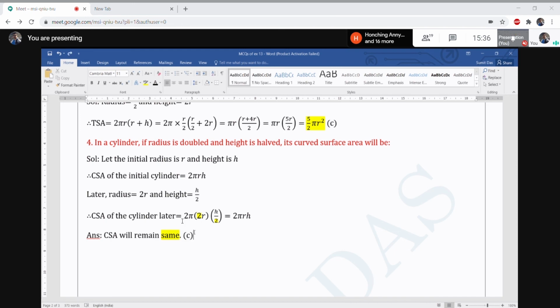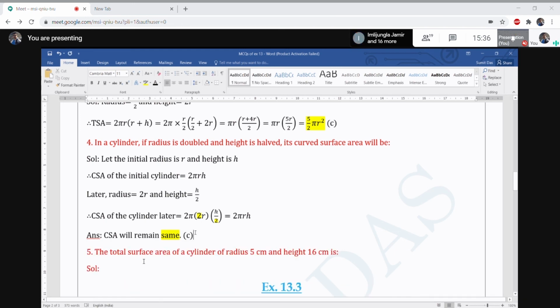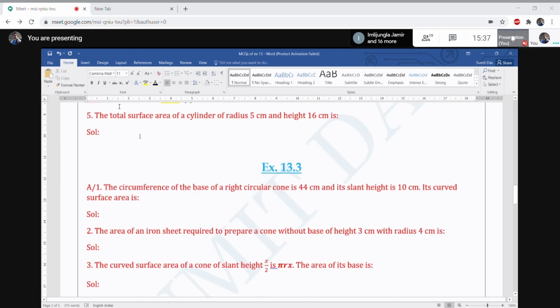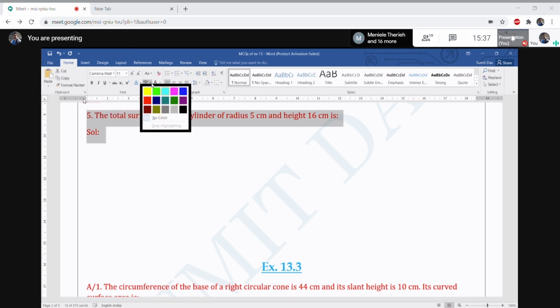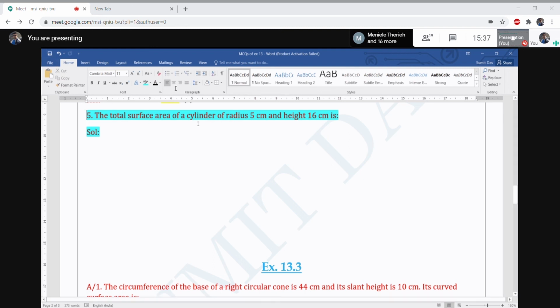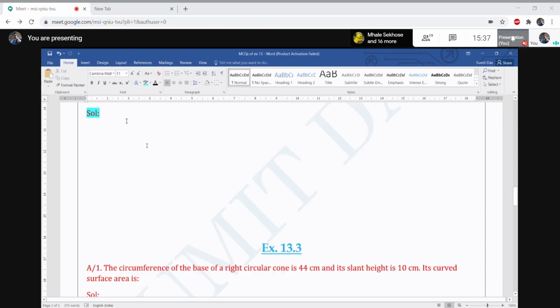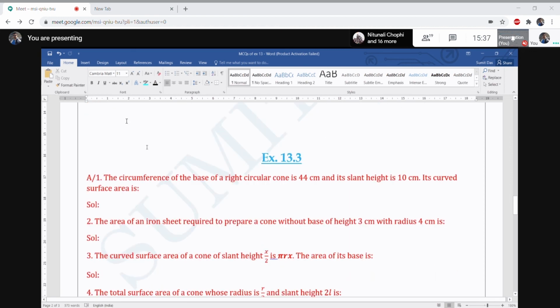Okay. Next, question number 5. Question number 5 is saying the total surface area of the cylinder of this one. Okay, this question you just do by yourself. Otherwise, I'll give homework. I'm just giving you homework. This one, cylinder radius and height is given. You can find by yourself. Okay, so do this one by yourself. I'm going to quickly do 13.3, number one.